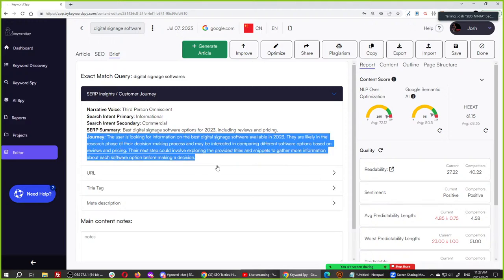It says the user is looking for information on the best digital signage software available in 2023. They are likely in the research phase of the decision-making process and may be interested in comparing different software options based on reviews and pricing. Their next step could involve exploring provided titles and snippets to gather more information about each software option before making a decision. See if there's two different page ideas in here and separate them out for queries that seem the same, like portable air conditioner or portable AC unit. Check the journey and differentiate the pages based on that.